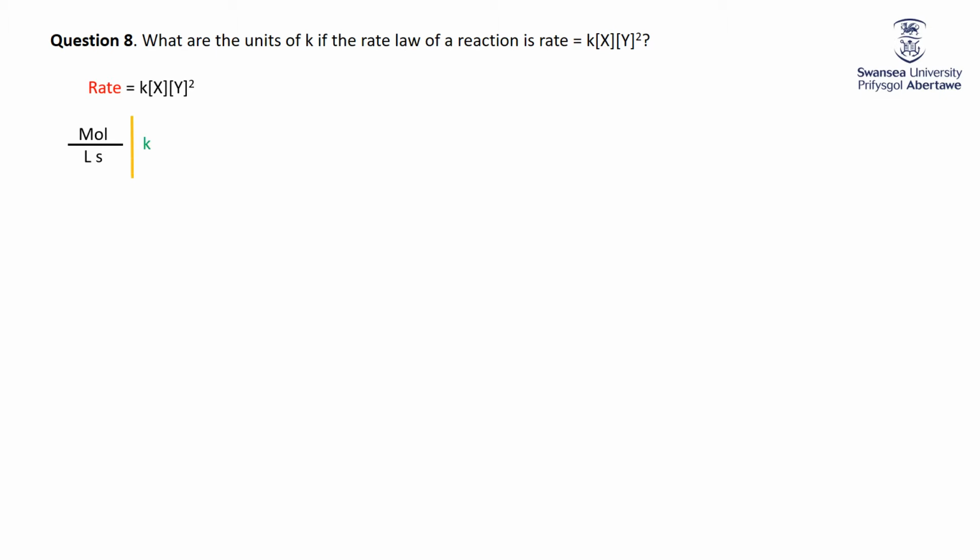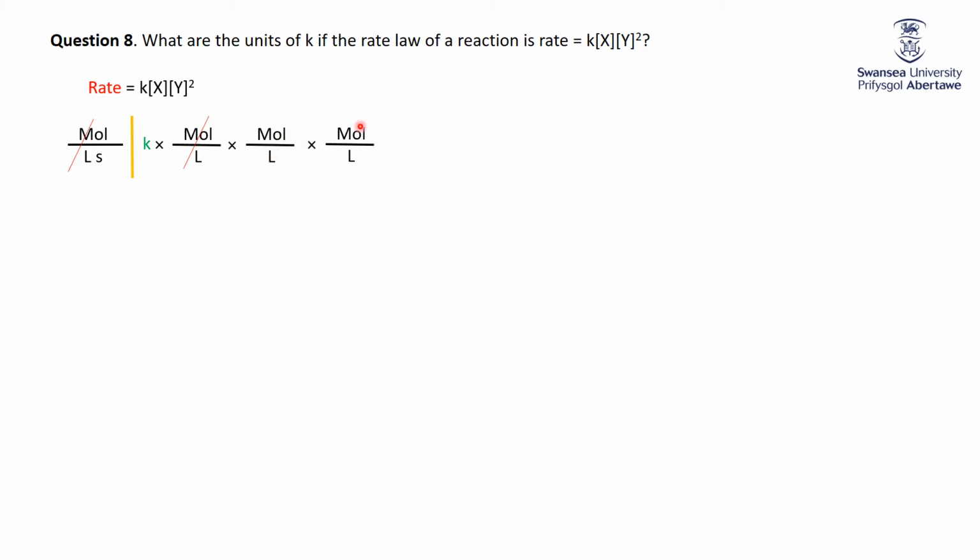K we don't know, but our concentration, X is moles per litre, Y is moles per litre squared, so moles per litre times moles per litre times moles per litre. We can cancel out a moles per litre from the left with one of the ones on the right, and now we're left with what K has to be. Well, K's got to have seconds on the bottom, okay? And now you've got moles squared.